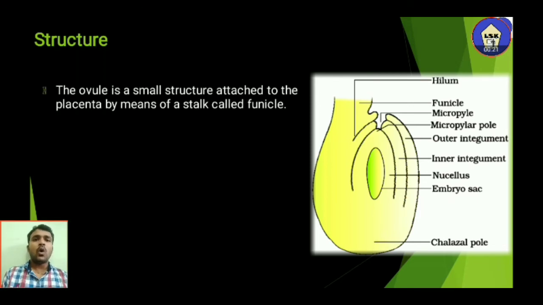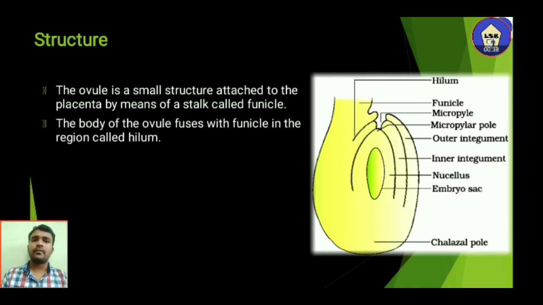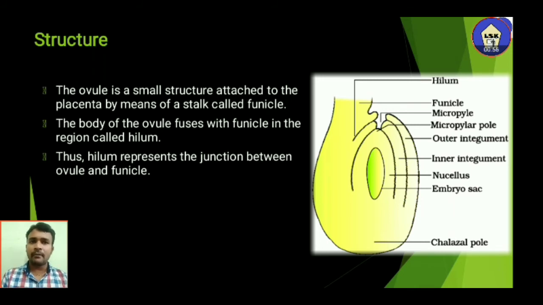The ovule is a small structure attached to the placenta by means of a stalk called the funicle. The stalk of the ovule through which the body of the ovule is connected to the placenta is called the funicle. The point of attachment of the funicle to the body of the ovule is called the hilum. Thus, the hilum represents the junction between the ovule and the funicle.